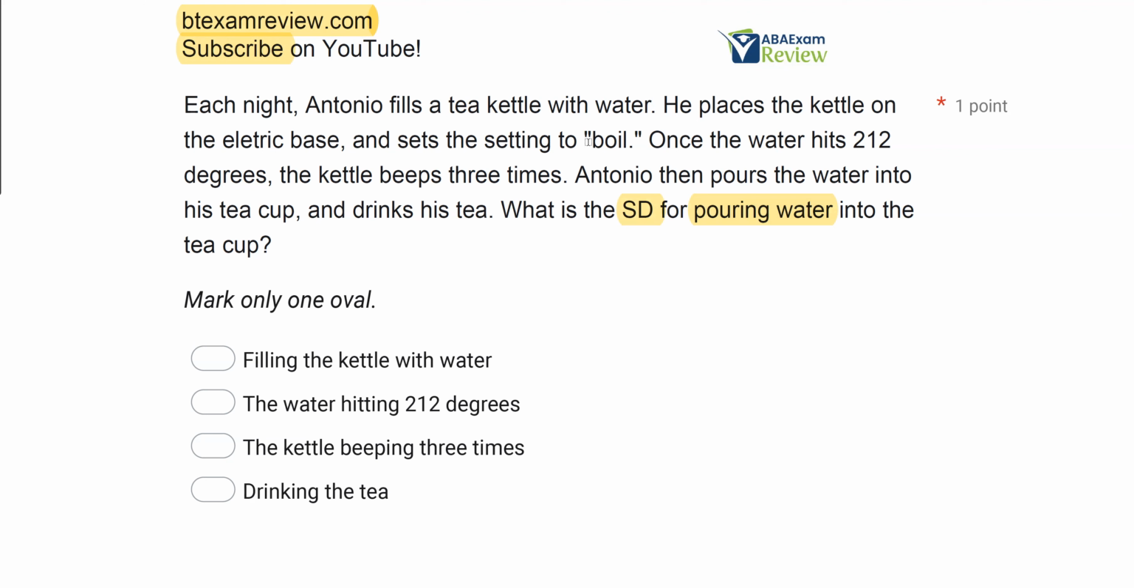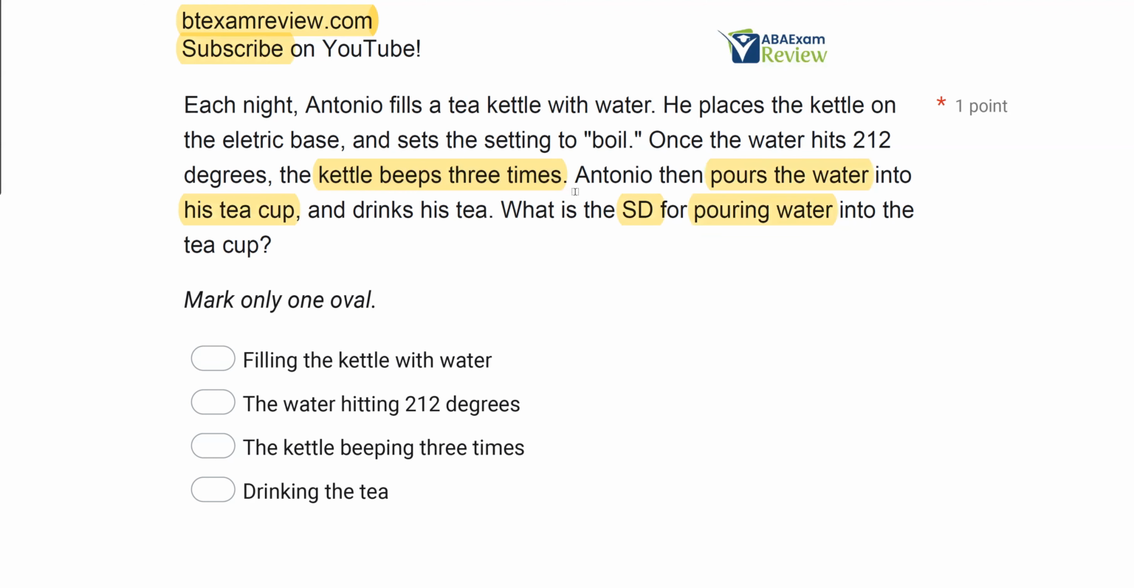And so we're looking for what part comes right before pouring the water. We're not there yet, right? So once the water hits 212 degrees, the kettle beeps 3 times. Once the kettle beeps 3 times, what does Antonio do? Well, he pours the water into his teacup because the kettle beeping 3 times signals to Antonio that now reinforcement is available for pouring water into his teacup because the water is now hot enough for him to drink his tea. So the SD evoking pouring water into teacup is the kettle beeping 3 times.